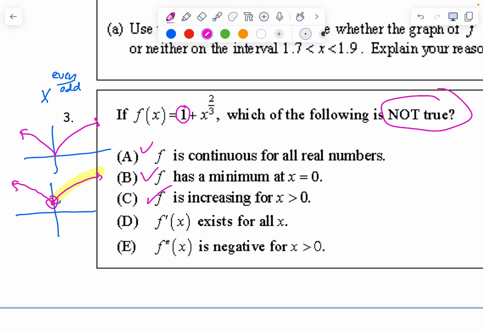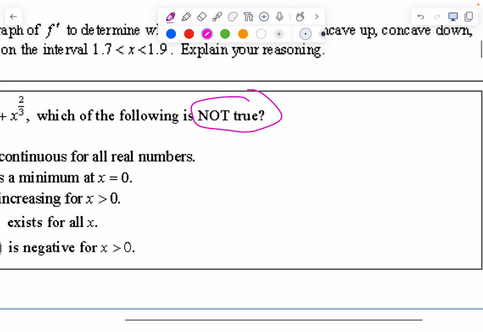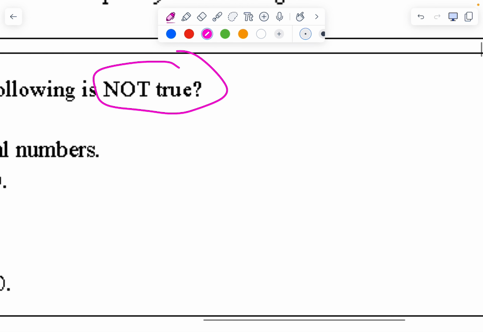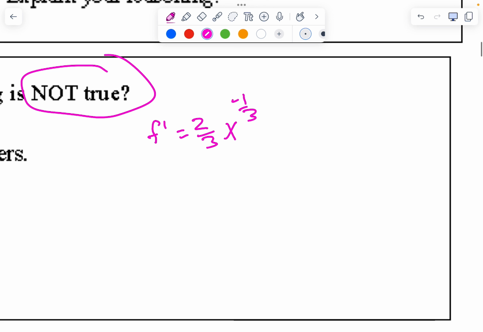And then it says f prime exists for all x. So because we're looking at f prime, we have to go ahead and differentiate. Let's do that on the side over here. So f prime is equal to, would y'all agree my coefficient is 2/3? Yes. And then we have x to the power of negative 1/3, correct? Yes. So if I rewrite this without a negative power, it's going to look like 2 all over 3 cube root of x.